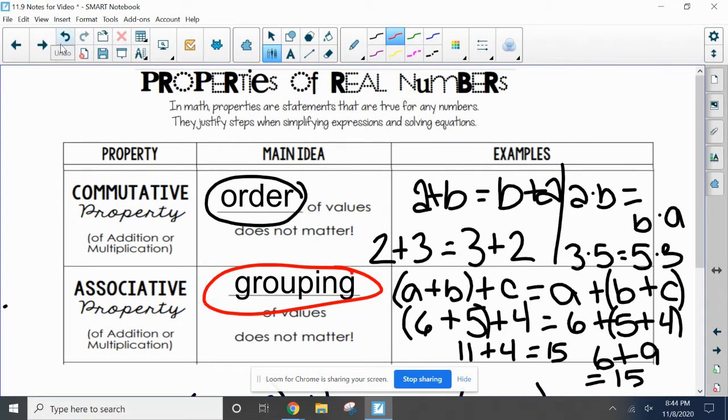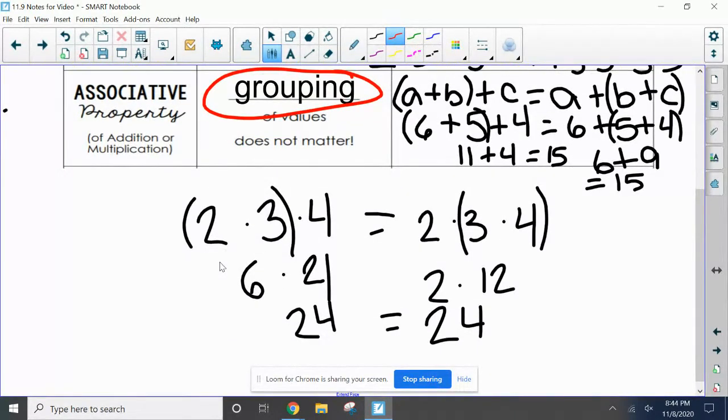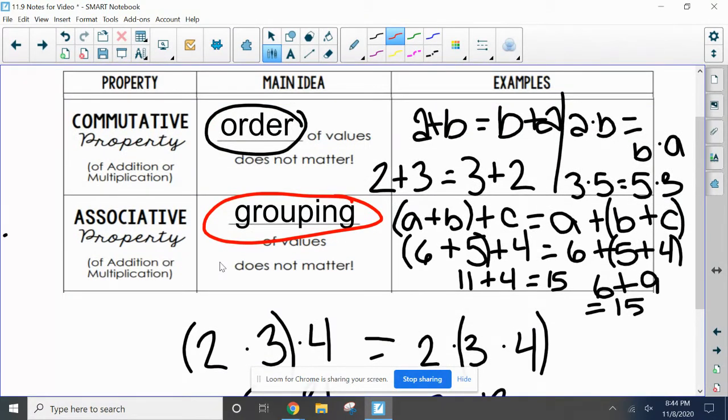All right, so scroll down. Make sure you guys get this. Here's the associative property. Pause it if you need to. Here's that commutative property. Change it, pause it if you need to. Make sure you get that filled out.